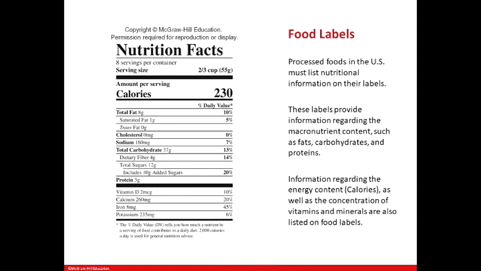Okay. These labels provide information regarding the macronutrient content, such as fat, carbs, and proteins. So you get a big picture of how many fats, carbs, and proteins are in the foods you're eating, in the Snickers bars or whatever you like to eat. Information regarding the energy content, calories, as well as the concentration of vitamins and minerals are also listed on the food. And this is what they look like. And you're going to see later that these labels have changed over time and probably will continue to evolve.